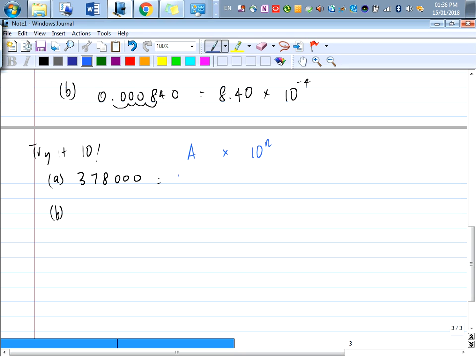So over here I will get 3.78, yes? Times 10 to the power of. How do I know it is 5? So from here, the decimal point, 1, 2, 3, 4, 5. I jump 5 times. Okay, so this is 3.78 times 10 to the power of 5. This is the answer.